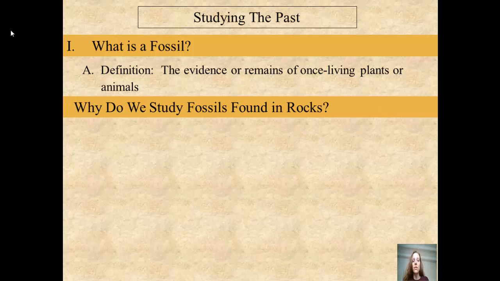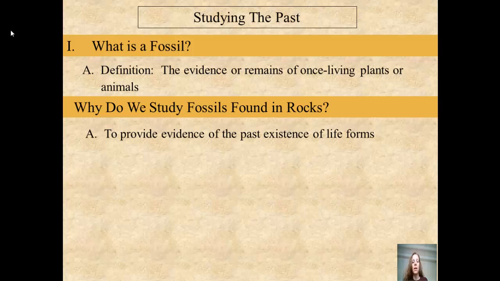Why do we study fossils found in rocks? To provide evidence of past existence of life forms. So as we've talked about before, this is providing evidence for evolution. It's providing evidence that organisms once lived here on the planet that are no longer alive, such as dinosaurs.